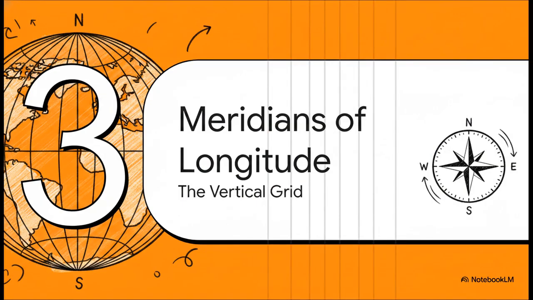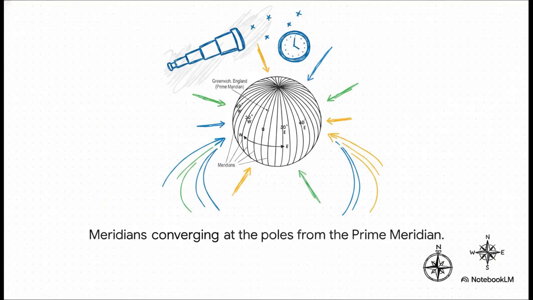All right, let's pivot to section 3, Meridians of longitude, the vertical grid. So we've got the horizontal sorted. Let's build our vertical framework. Unlike those parallel circles we were just looking at, meridians of longitude are equal-length semicircles. They are spaced furthest apart at the equator, and they actually converge or pinch together right at the poles.